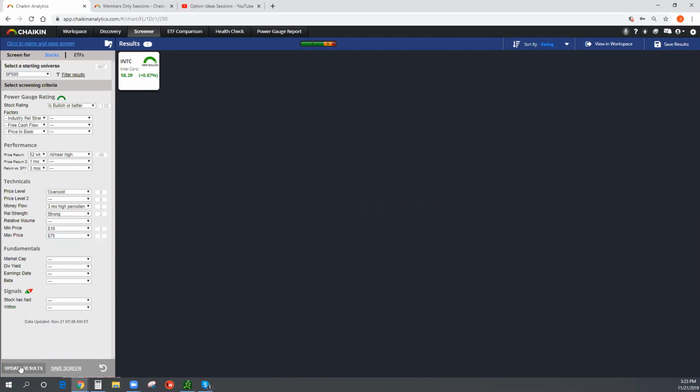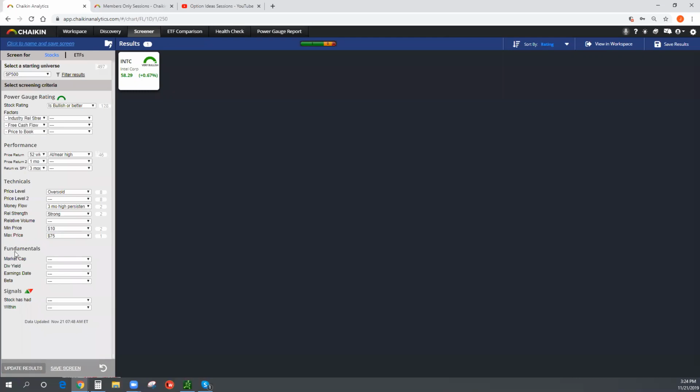Look at that. Quick little screen. Intel Corp. It's an S&P 500 company that's bullish or better. It's at or near its high. It's currently oversold. It's got really good 3-month high persistency of money flow. It's strong, meets our price range. I've just taken 497 stocks down to 1.